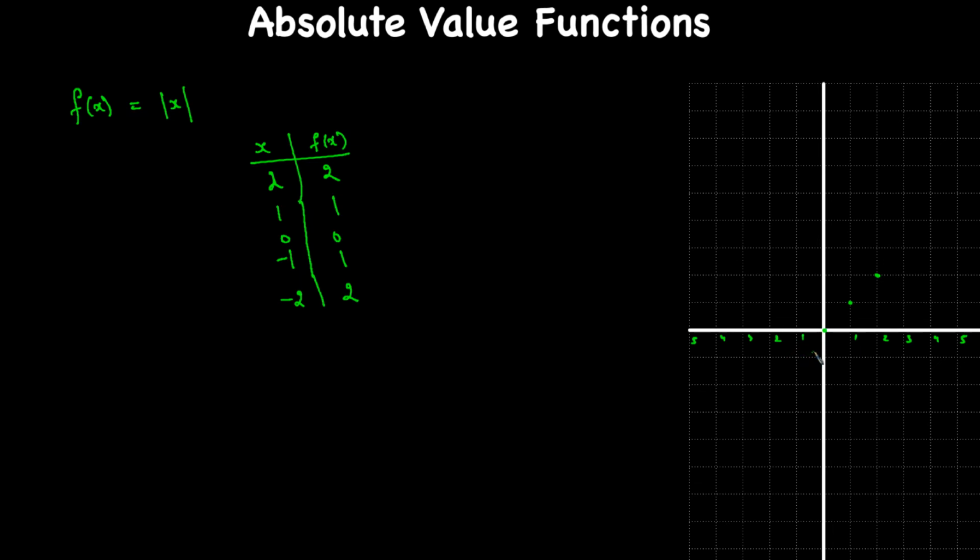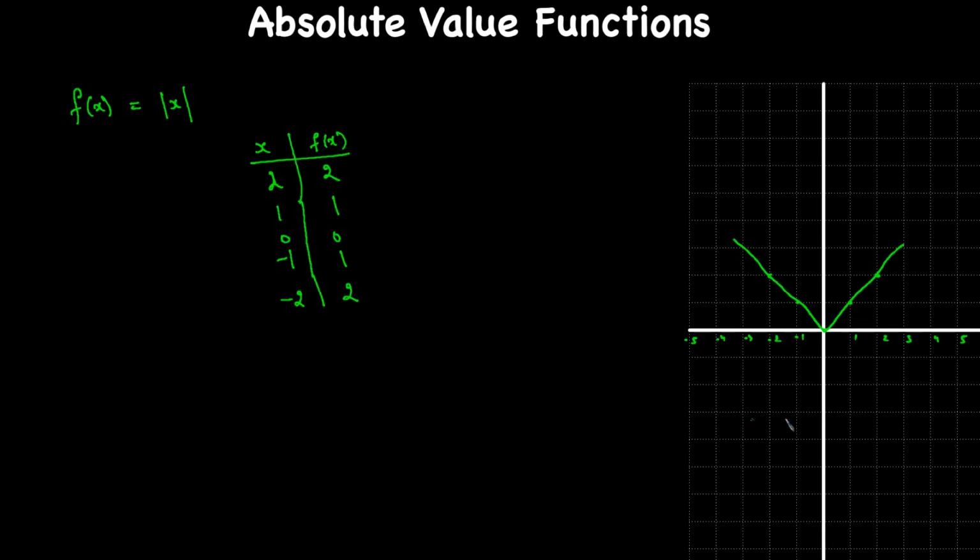Okay, and now if x is negative 1, so these are my negative numbers on the left-hand side, so negative 1 and y is positive 1. If x is negative 2, y is positive 2. So that's how my absolute value function graph looks like. Okay, same thing here on this side.